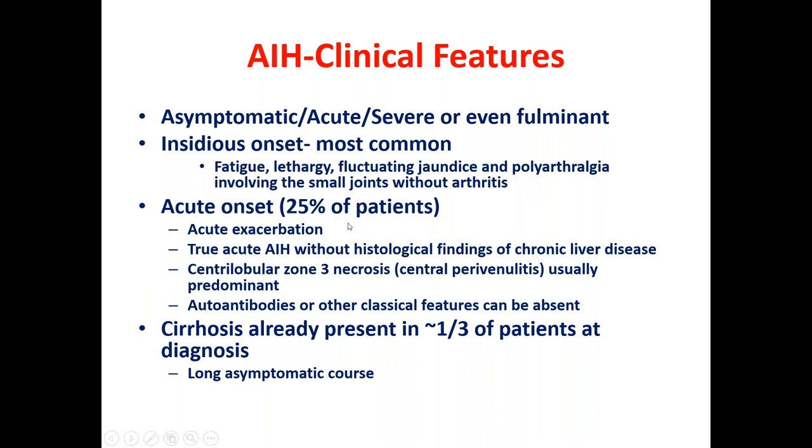The acute type of autoimmune hepatitis occurs in 25% of patients. If you look at true acute autoimmune hepatitis, it means that if you do a liver biopsy, you will not find any fibrosis. This is extremely rare, and here the autoantibodies can be absent. The most important thing to keep in mind is that even when the patient comes with a history of 3 to 6 months, if you do a biopsy, you will find that one third of these patients have cirrhosis. Why? Because in the initial part of the disease, patients are asymptomatic and have a long asymptomatic course during which mild liver injury was going on, and the cirrhosis is already there.